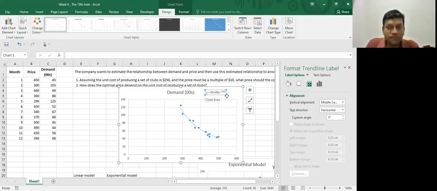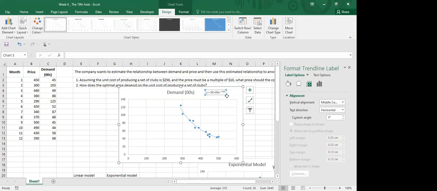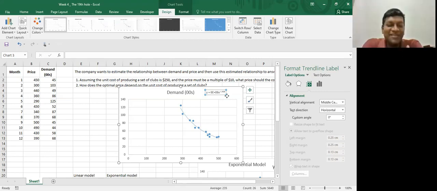So is quadratic a better fit, or is this one a better fit? That we'll figure out; we need to see which is the better one. That is the reason I introduced one more. So we have the linear, we have the exponential, and we also have the power. Let's see whether the power is better, exponential is better, or linear is better. Again we get the equation for this.